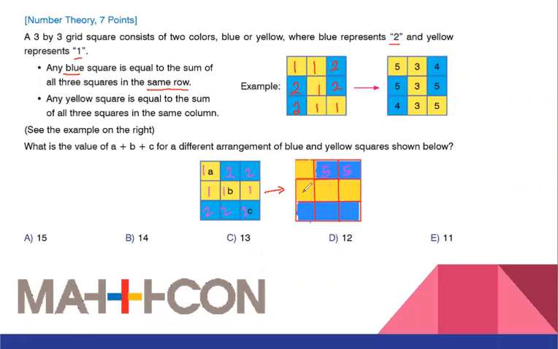Since there is no blue right here, you don't need to add those. If you add this, you get 6. So that means any blue right here will be 6. And then if you add these, which is 4, any yellow on this column should be 4. And the sum of these 3 is 5, so any yellow on this will be 5. And the sum of these is also 5, so that should be 5.